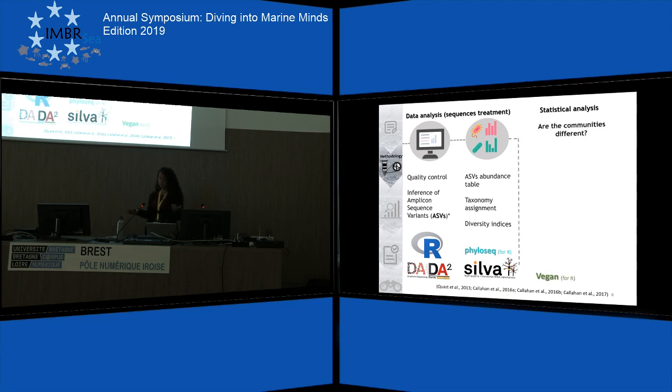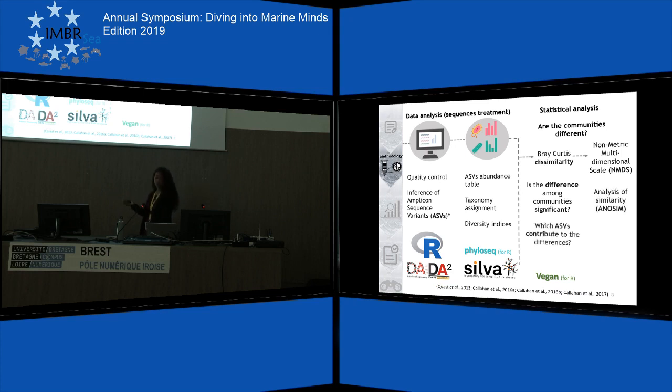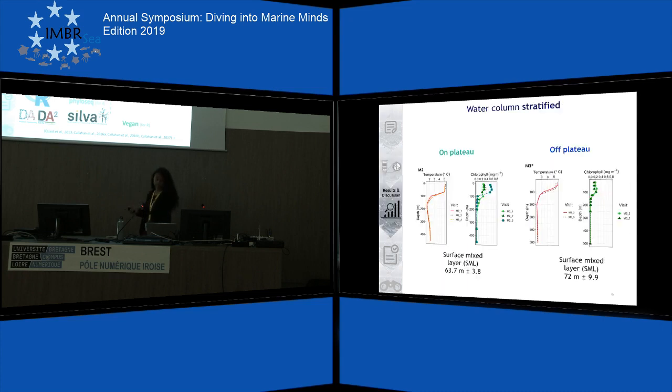To answer whether the communities are different, a Bray-Curtis dissimilarity was performed, which was also used to build an MDS ordination. Then to test for significance, an ANOSIM analysis was performed. And to know which taxa are contributing to these differences, a SIMPER analysis was performed. All this was made with the vegan package for R.